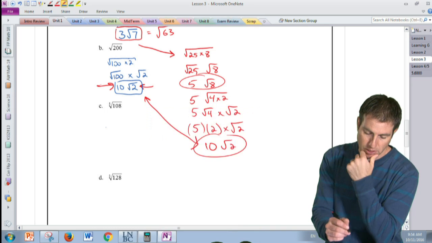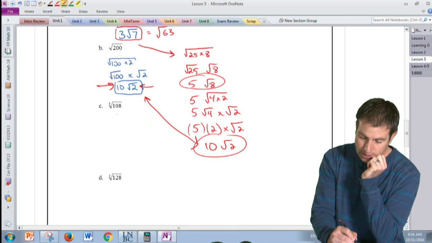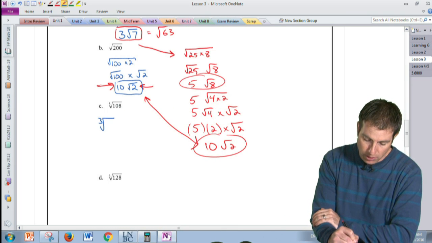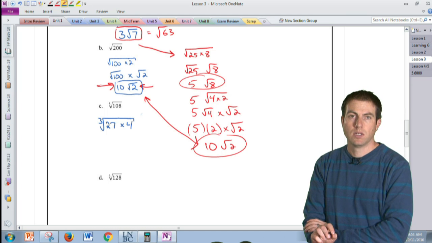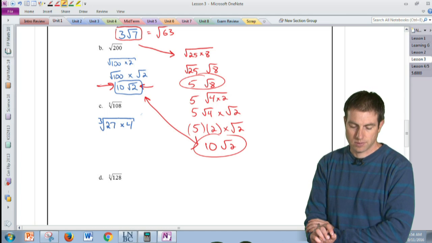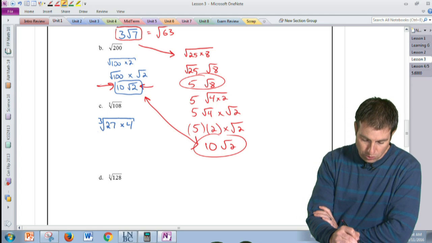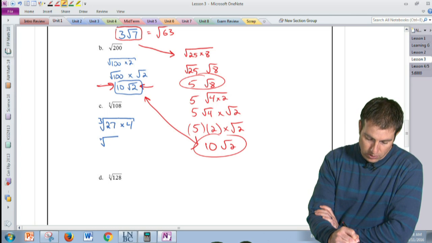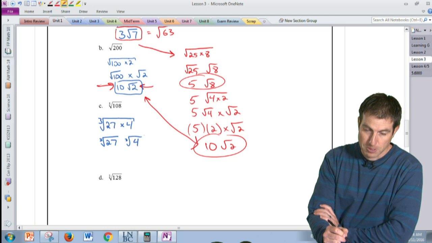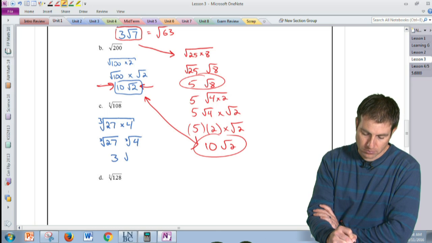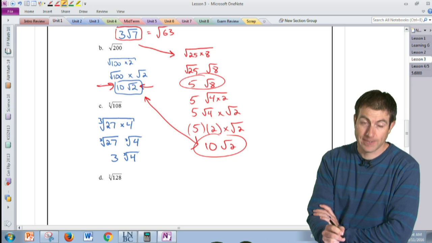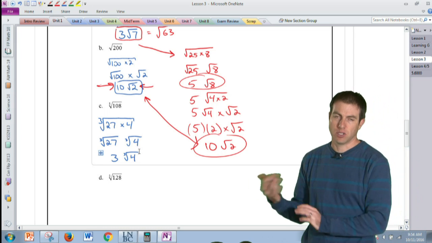Okay, so I'm going to take this 108 and rewrite it as the cube root of 27 times 4. I'm going to split this up into 2 radicals now. I get the cube root of 27 and the cube root of 4. The cube root of 27 is 3. And the cube root of 4, I can't calculate. It's going to be a decimal.